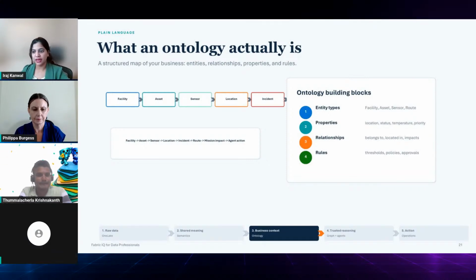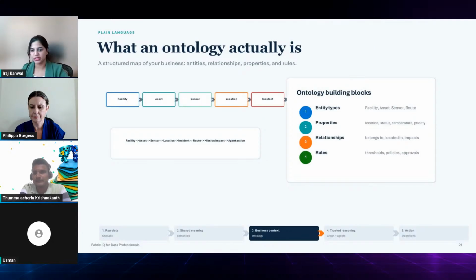And these relationships let the agent move from a raw signal to a business impact, right? So an asset can have a type, a route can have an origin, and an incident may affect a route. Now you see how we can create the ontology to define the business meaning. And finally, the ontology can include rules and actions. For example, if a temperature stays above the threshold for more than 10 minutes, create an incident, right? And if that affected asset supports a high priority route, notify operations. And that's where the operation agent comes in. So if the impact crosses a mission threshold, require human approval before action.